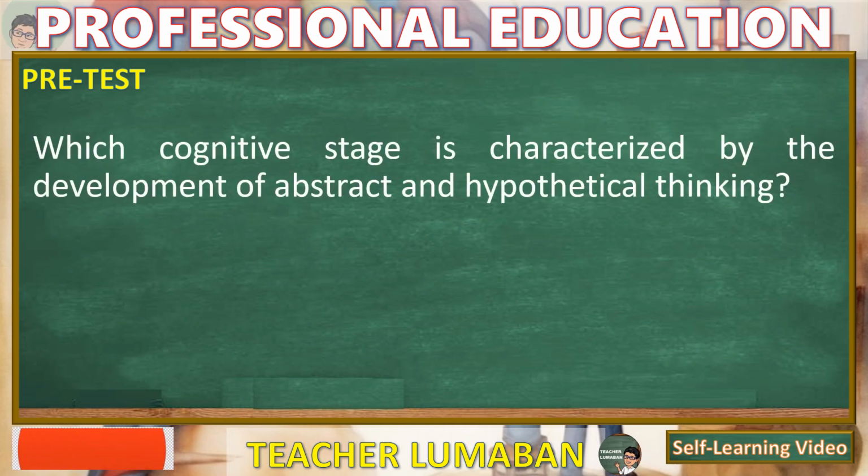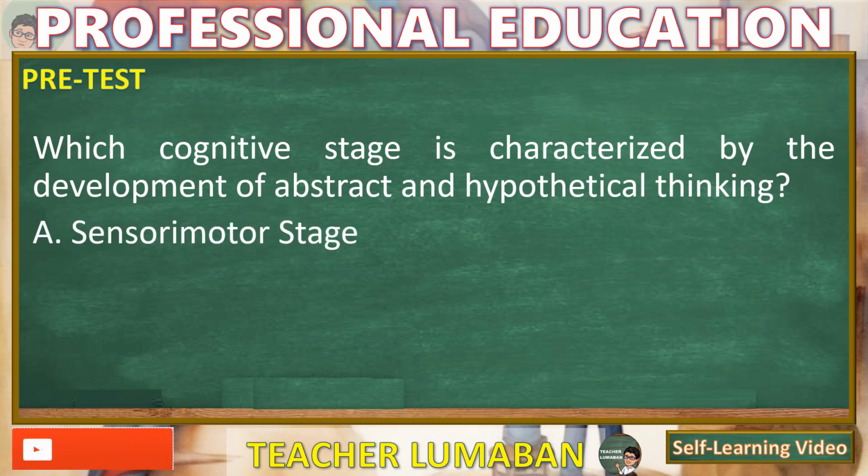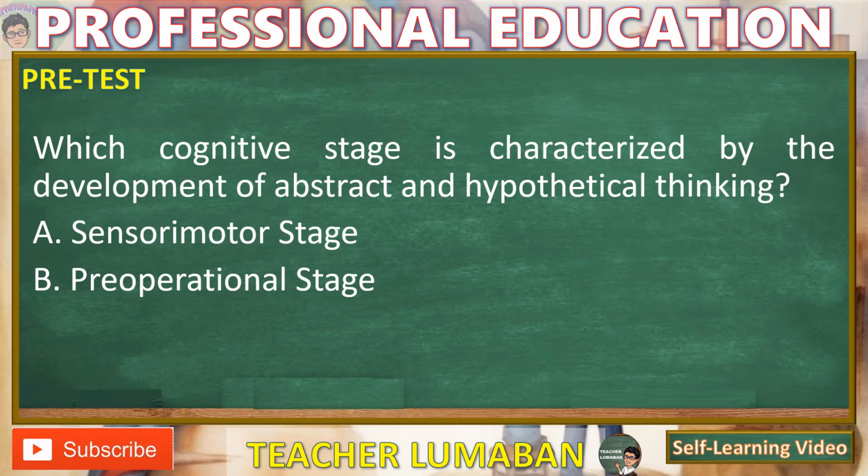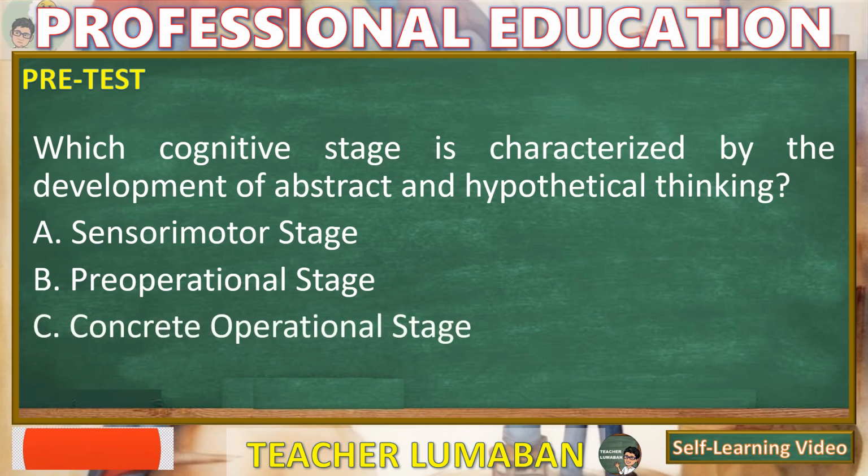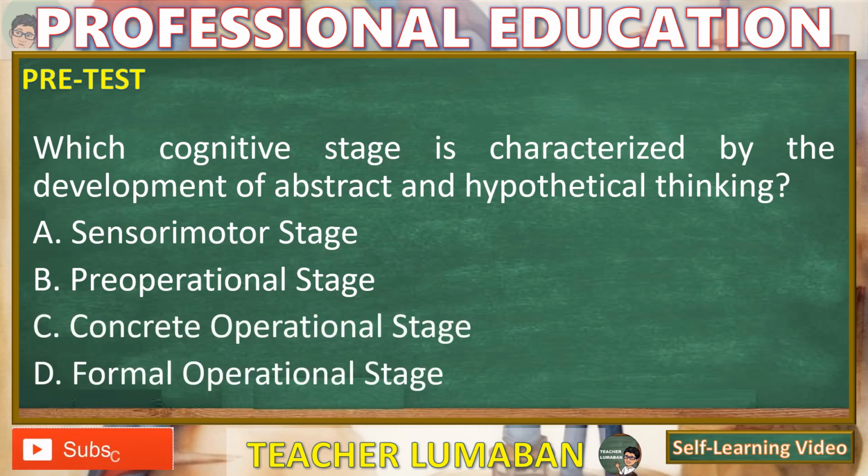Which cognitive stage is characterized by the development of abstract and hypothetical thinking? A. Sensorimotor stage. B. Preoperational stage. C. Concrete operational stage. D. Formal operational stage.